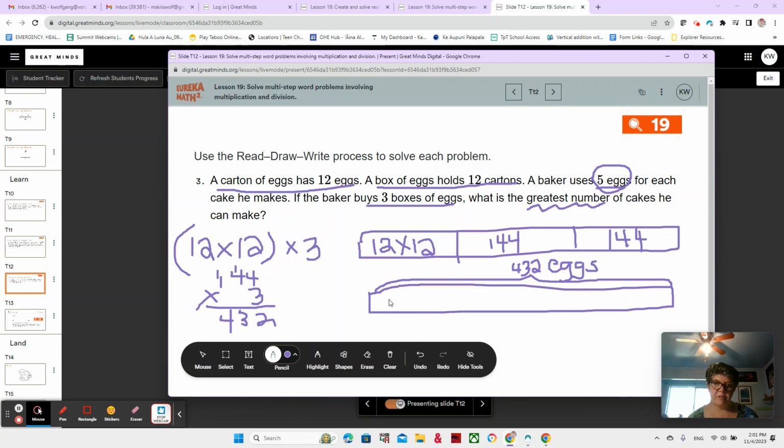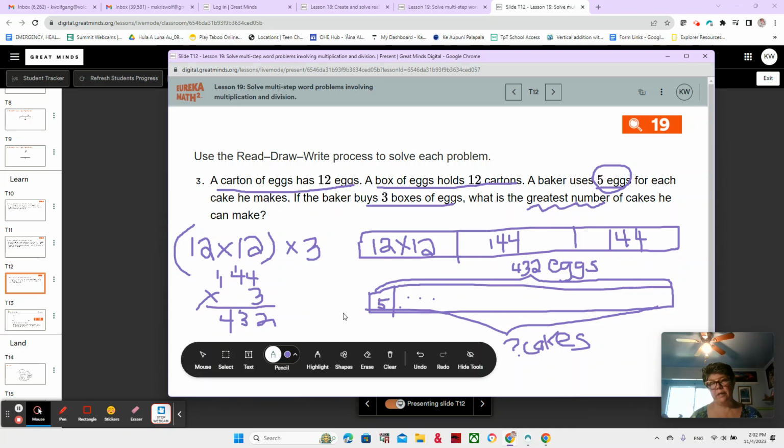And we're going to be putting those into groups of 5, because 5 in each cake, right? So here's one cake with 5 eggs. And then we can put the 3 dots, and that shows that that continues. And we're asking ourselves, how many cakes can he make? What's the greatest number of cakes that he can make? Okay, so this is a division problem. 432 divided by 5.